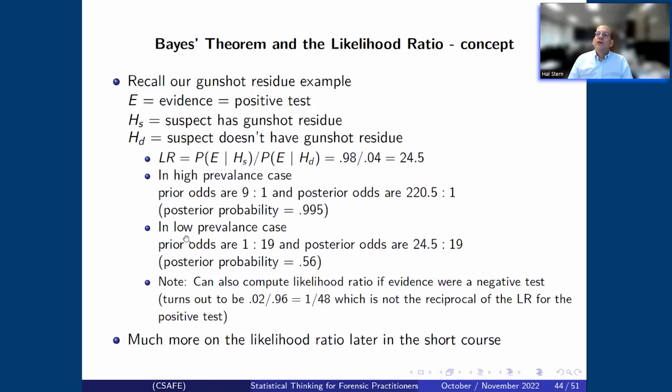If, on the other hand, your prior odds, based on everything else you've heard in the case before I testify, are low, you think it's unlikely this person has gunshot residue, so your prior odds are 1 to 19, about a 5% chance or so, then the prior odds get multiplied by 24.5 and become 24.5 to 19, which gives you a posterior probability of 0.56. So these two answers map back to the calculations we did on the trees, and they show that the likelihood ratio in this case is a fixed number. It's a property of the test. If the test comes back positive, the likelihood ratio is 24. The test result is 24 times more likely if you have gunshot residue than if you don't.